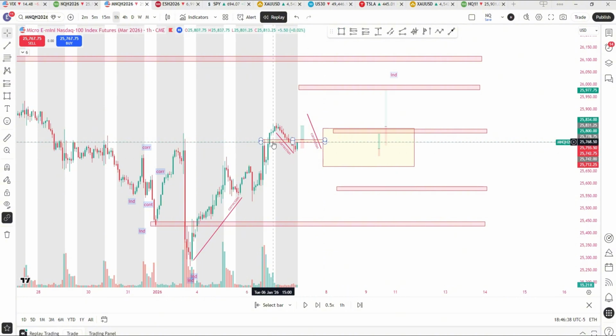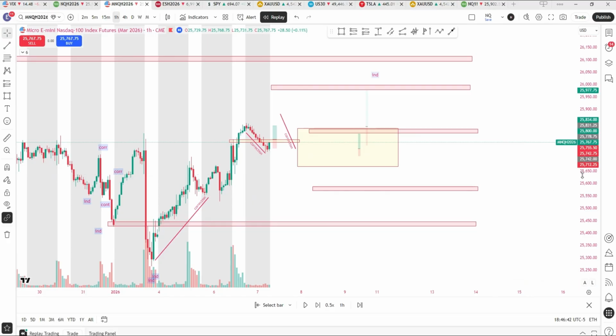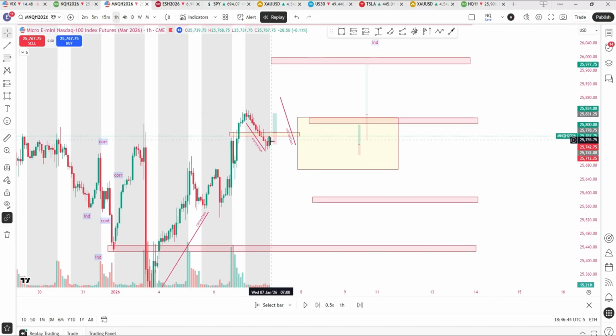So now once price broke above the swing high, we waited for correction, and then once price corrected, we're now coming into the market New York session. We are looking for a continuation to our target point, which is this high over here. So this is a target.